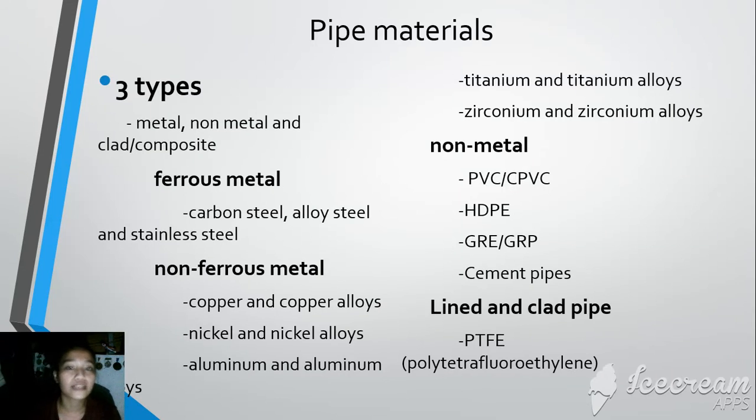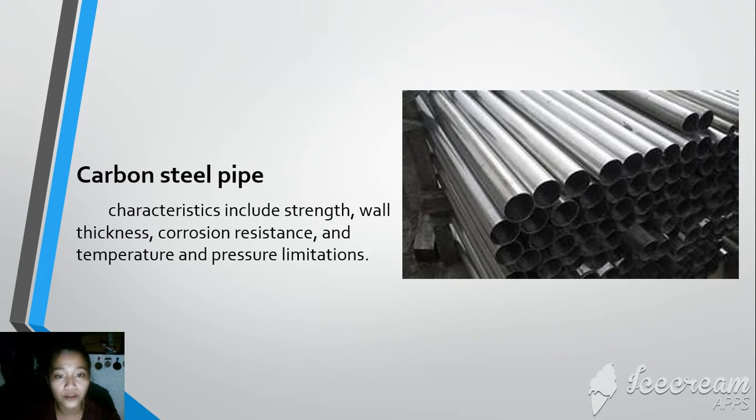So there are three types of pipe materials: the metal, non-metal, and clad or composite. In the metal, there are two types, the ferrous and the non-ferrous metal. So we have an example of the ferrous metal. It is carbon steel pipe. Its characteristics include strength, wall thickness, corrosion resistance, and temperature and pressure limitations.